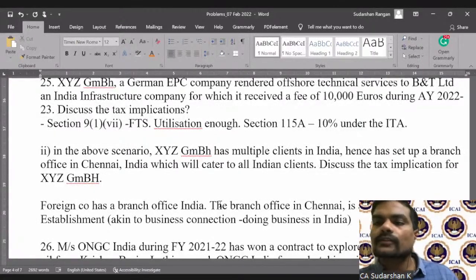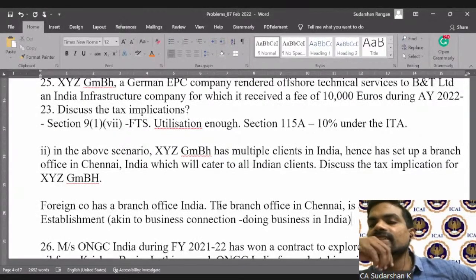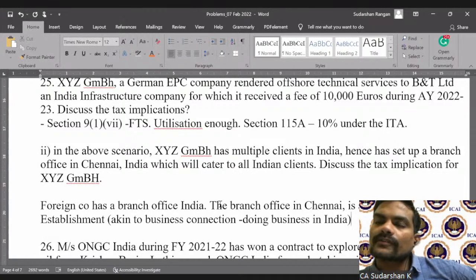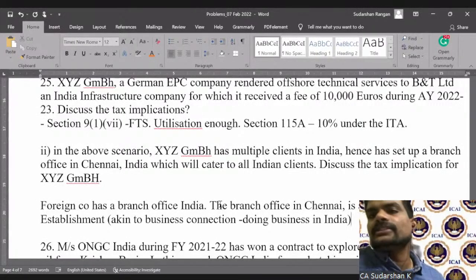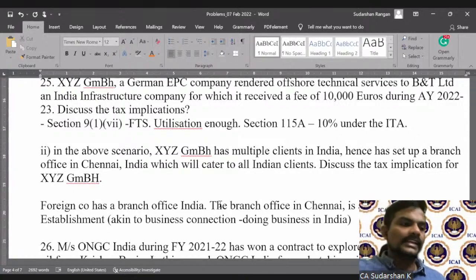So when you have a branch office, the term PE is defined in the Income Tax Act in the transfer pricing section 92F, where it says any fixed place of business through which a business is carried on. So the idea is that you have an office, you have some sort of a fixed place from which the business is carried on, then the foreign company is said to be having a permanent establishment in India. So therefore, they have a branch office in Chennai. All the more, this clearly establishes that they have a PE in India.